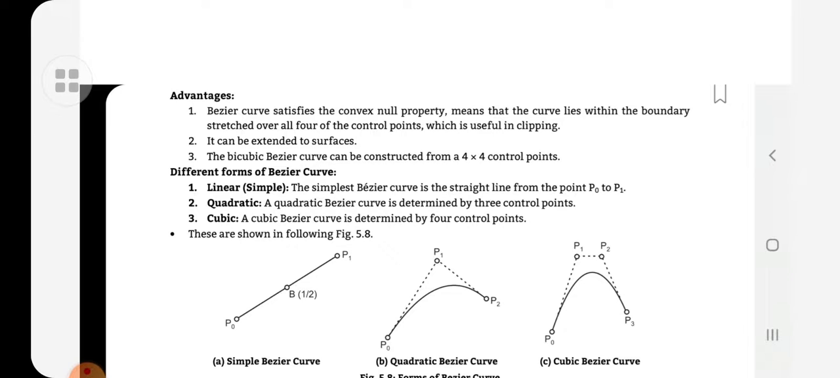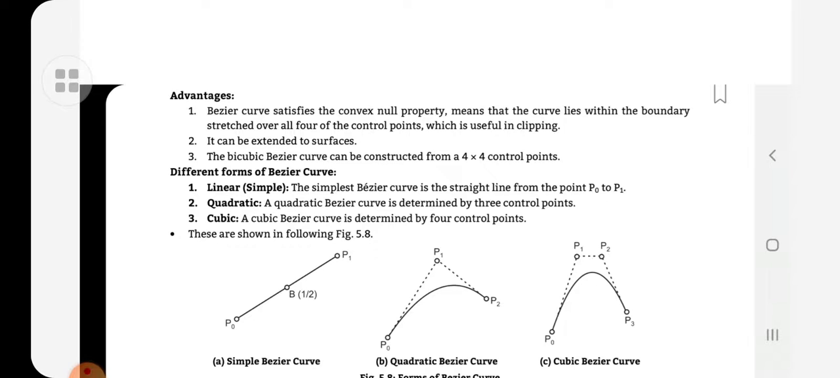The first is that the Bezier curve satisfies the convex hull property, which means that the curve lies within the boundary stretched over all four of the control points, which is useful in clipping. Second, it can be extended to surfaces. And third, the bicubic Bezier surface can be constructed from 4 by 4 control points. Then there are different forms of Bezier curve.